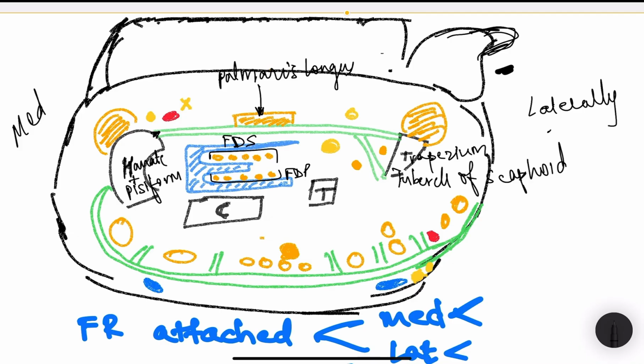Then on the medial side, again, we have this one specific group of muscles. It's not just one muscle, but a group of muscles, and we'll talk about that in some later videos. It's the muscles of the hypothenar eminence. On the lateral aspect, we also have another group of muscles, which is of the thenar eminence. So we've covered a few muscles here and there.